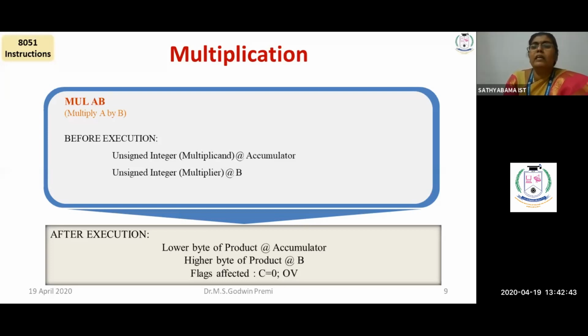So here, as a note on the flags affected, the carry flag will be reset. That means C is equal to 0. Reset to 0, or it can be called cleared. Okay, C equal to 0. And only the overflow flag will be affected in the multiplication instruction.